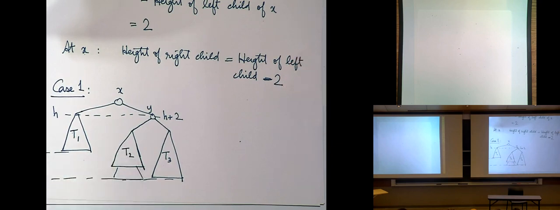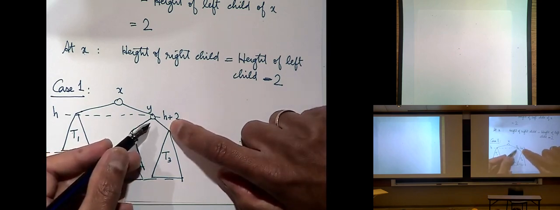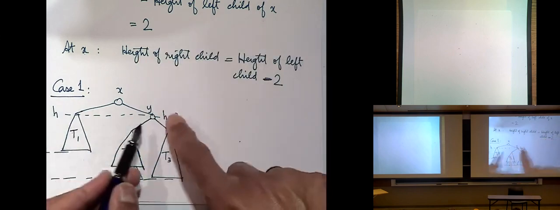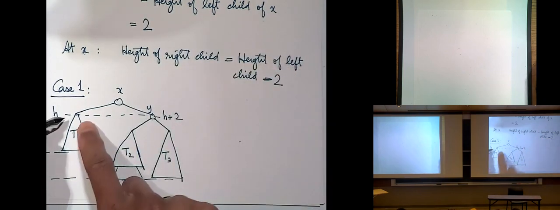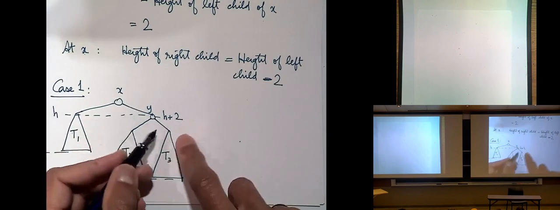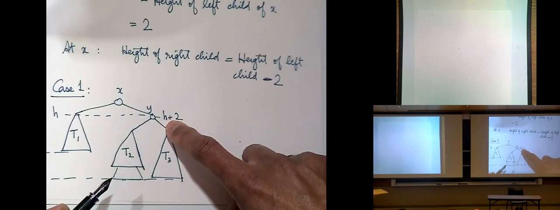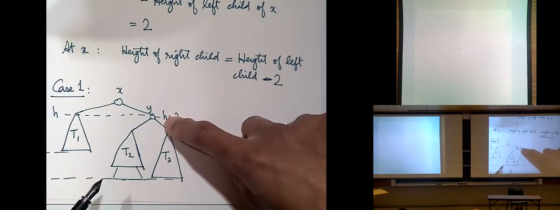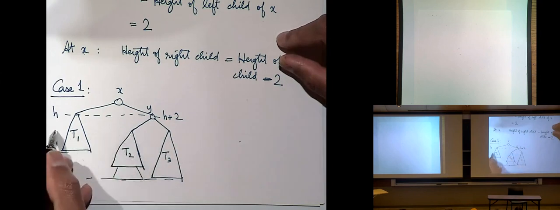It's like a bunch of Christmas trees, I guess. But okay, what I'm saying is in this case, we know that the height of the right child is equal to the height of the left child plus 2. The height of the left child is h. The height of the right child is h plus 2. Now this h plus 2 can either come from the left or the right.